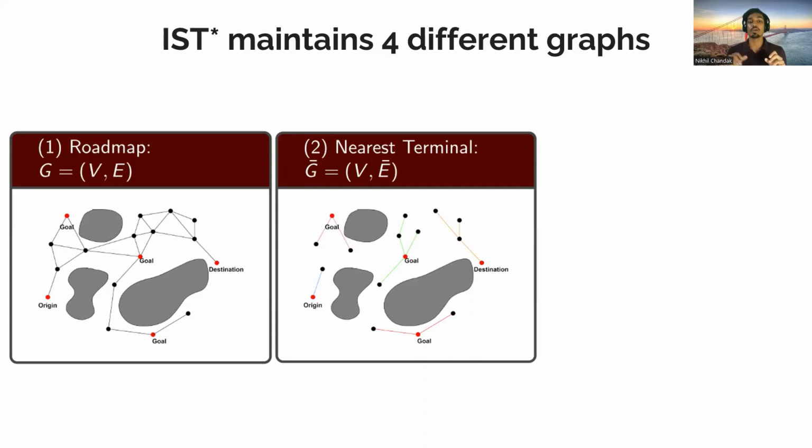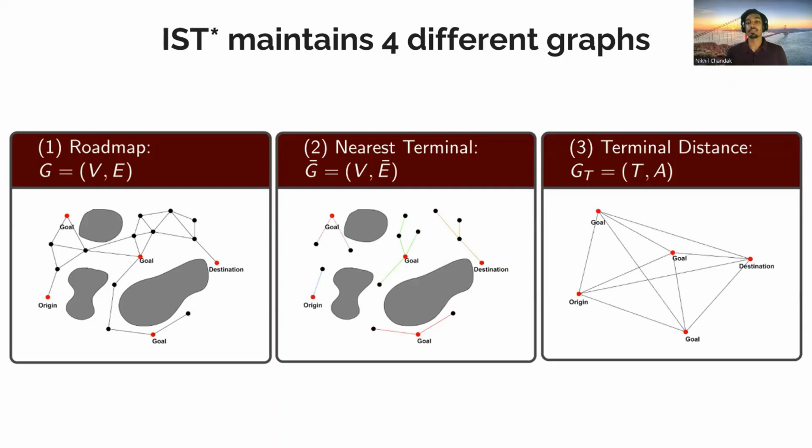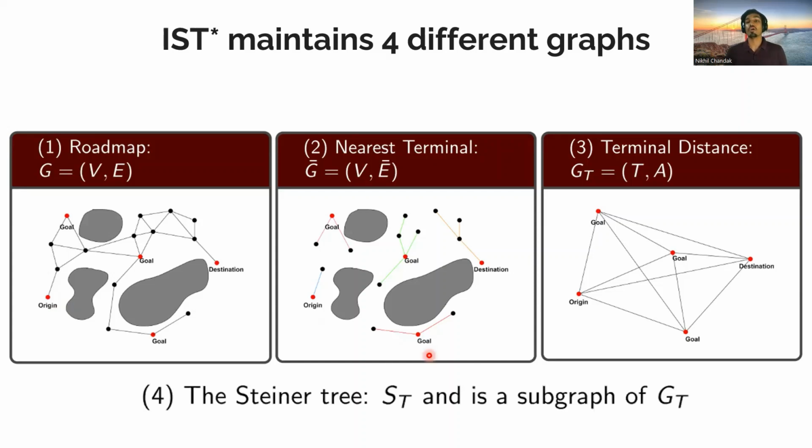We use the words terminal and goals interchangeably. This graph is essentially a forest where each goal node is a root of a tree, and we maintain the shortest path from the goal to the sample point within its component. Third, we have the terminal distance graph, where the only nodes are the goals, and each edge between any two goal nodes, for example this edge, is a path in the roadmap graph. Finally, we have the Steiner tree, which is a subgraph of the terminal distance graph. And basically, the minimum spanning tree of the terminal distance graph is essentially the Steiner tree in the original graph.